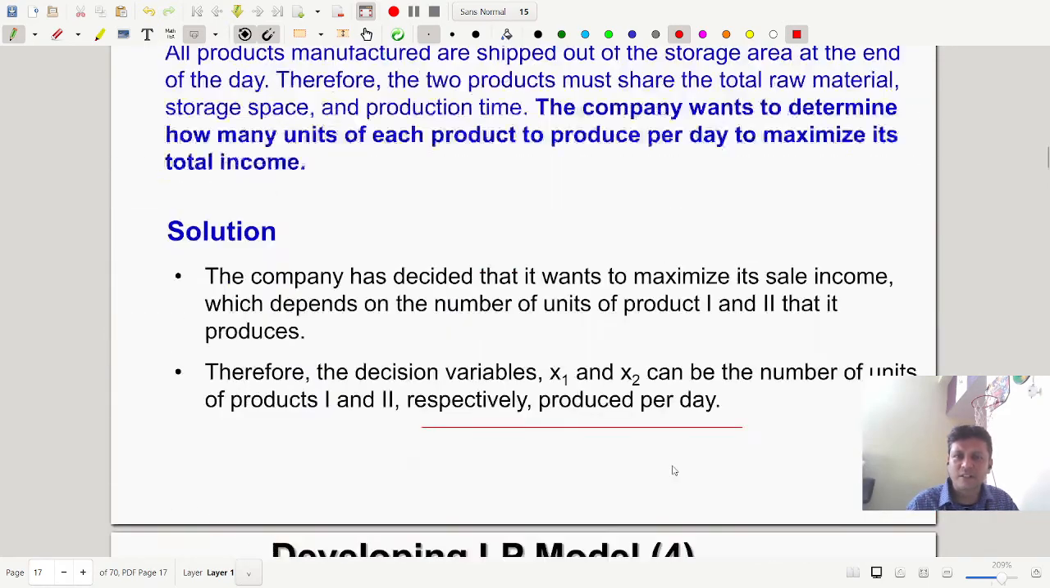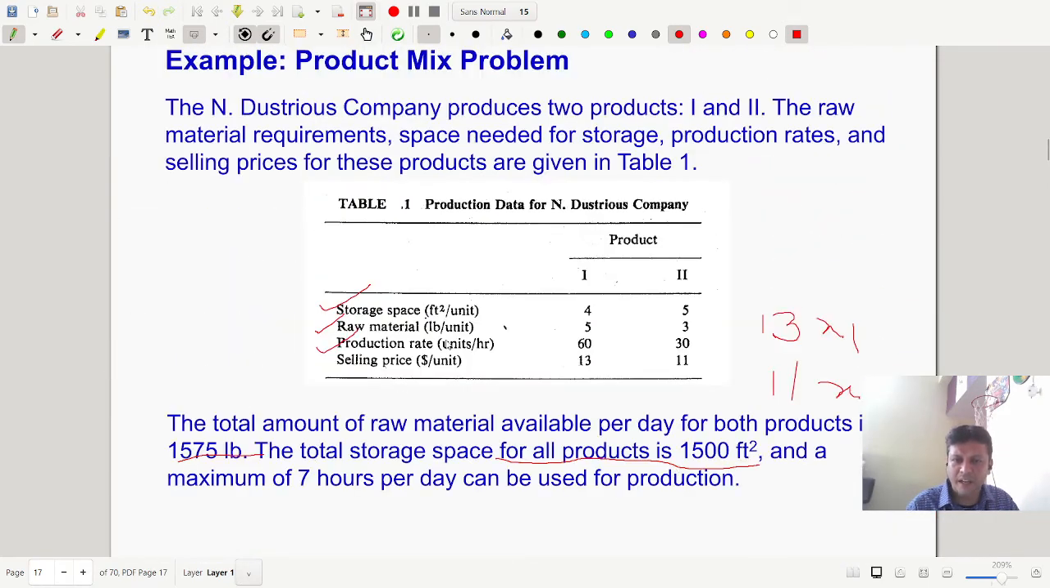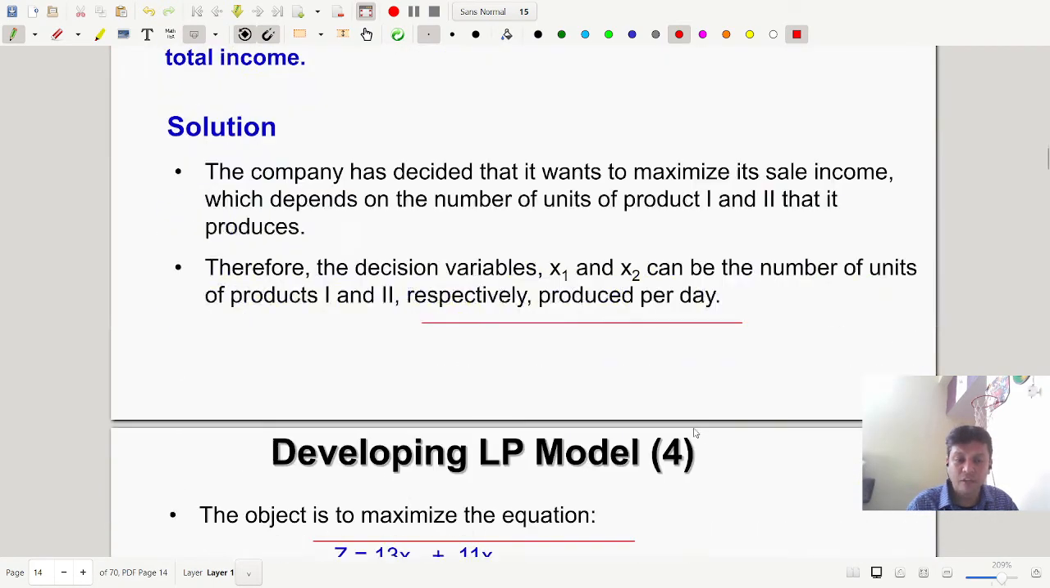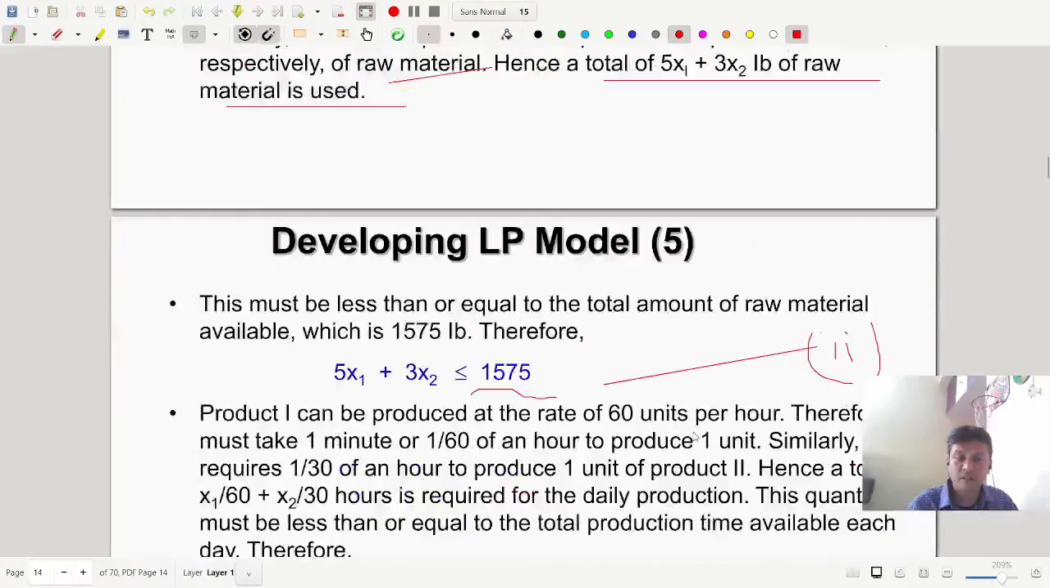Now there is another constraint, and the last constraint, that is the production rate, 60 units per hour for product 1 and 30 units per hour for product 2. And a maximum of 7 hours per day can be used for production. Okay, so for x1 units, you can carry on the calculation.